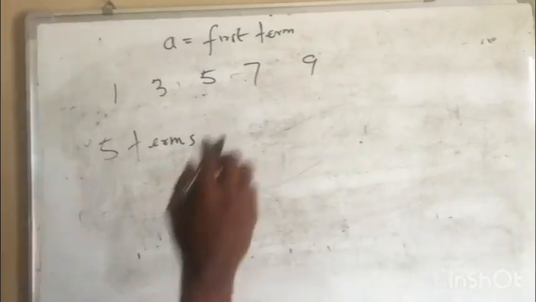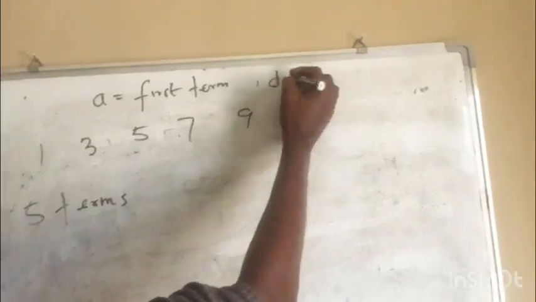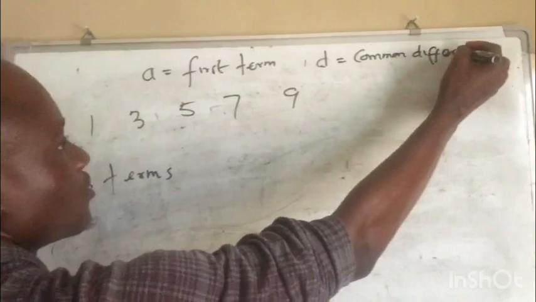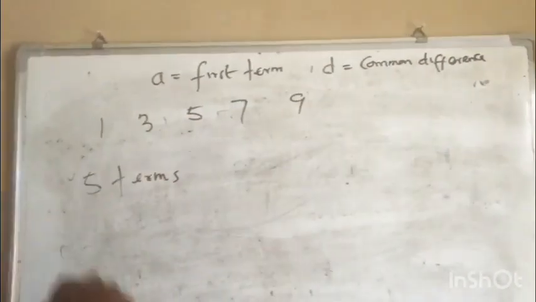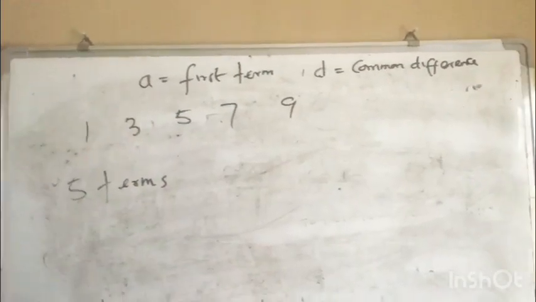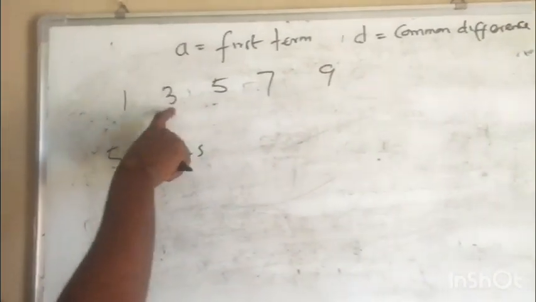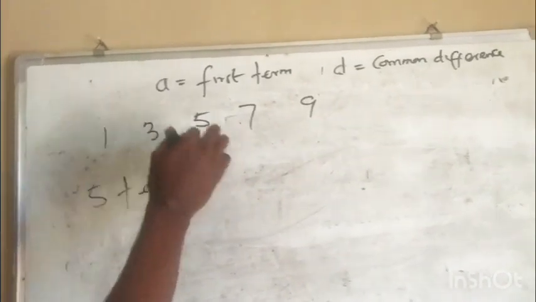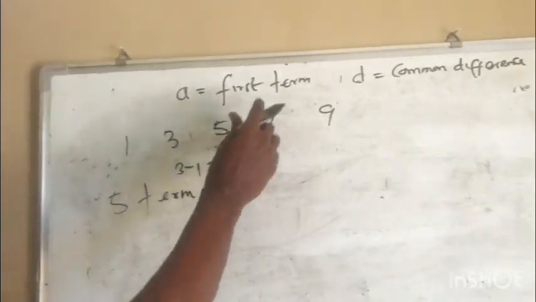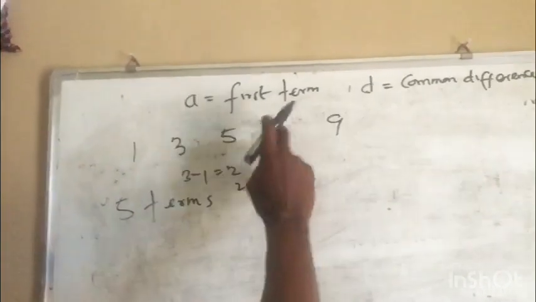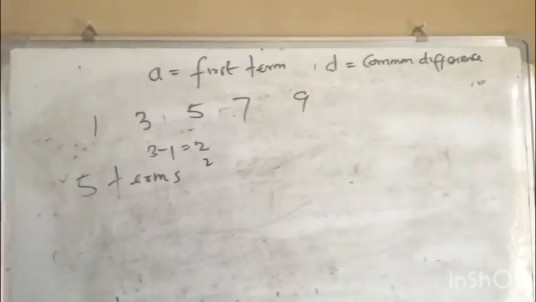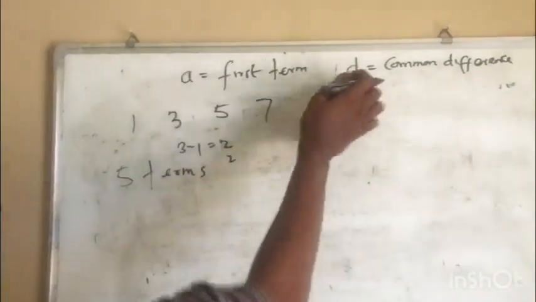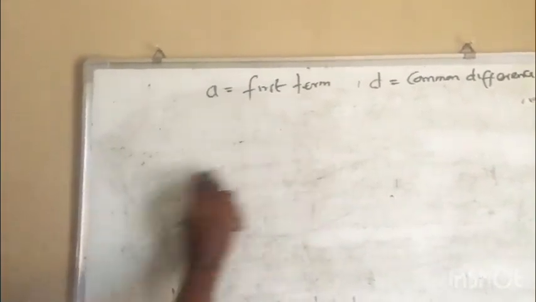That means in this type of sequence, a is my what? First term. And there's another thing that we need to know, which we represent as d. We call it the common difference. So for a sequence to be an AP, it must have a common difference. How do we get my common difference? Second term minus the first term. 3 minus 1, which is 2. 5 minus 3 will give me 2. 7 minus 5 will give me 2. 9 minus 7 will give me 2. So that's what we call the common difference. That difference must be common in that sequence.